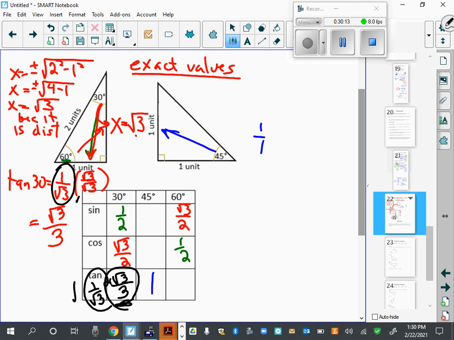And now what's tan of 60? What's opposite over adjacent for 60? Opposite is radical 3 over radical 3 over 1. What's radical 3 over 1? Anything over 1 is just itself. So that's radical 3.